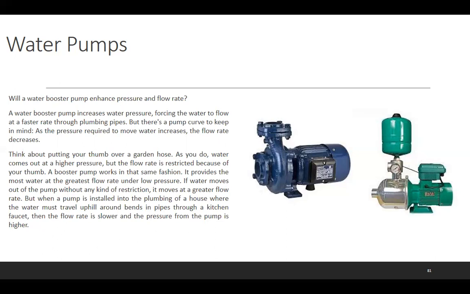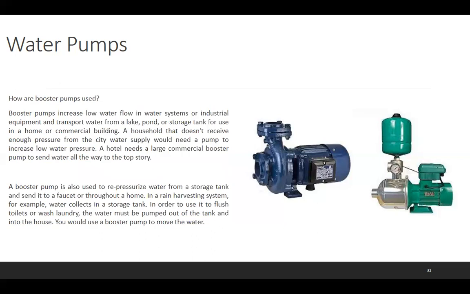It provides the most water at the greatest flow rate under low pressure. If water moves out of the pump without any restriction, it moves at a greater flow rate. But when a pump is installed into the plumbing of a house where the water must travel uphill around vents and pipes to a kitchen faucet, then the flow rate is slower and the pressure from the pump is higher.